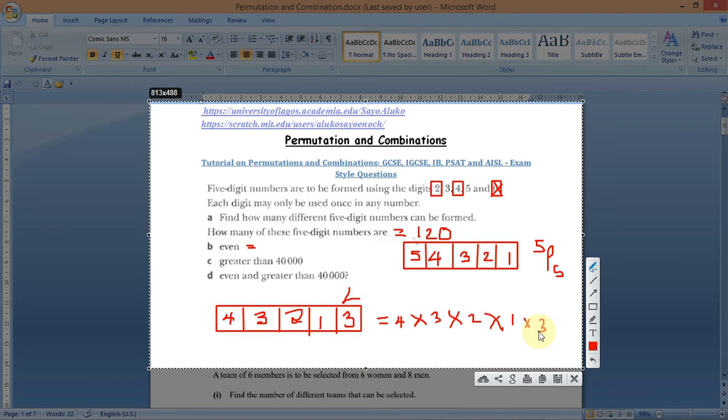So let me use my calculator now. 4 times 3 times 2 times 3. Okay, so that is 72. So the answer here is 72 ways.